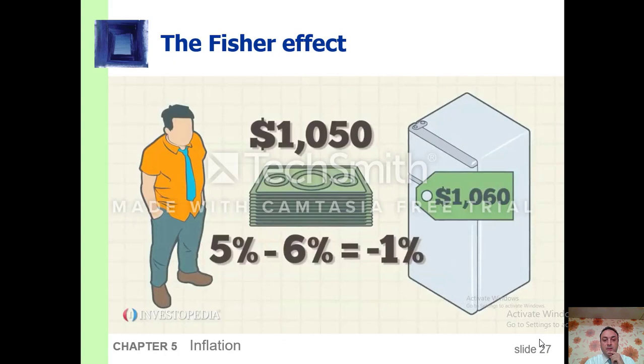As you can see in this example, if you have a deposit or a loan of 1,000 with an interest rate of 5%, and then you buy a refrigerator, for example, with the inflation rate at 6%. We can see the difference between the interest rate and the inflation rate will make the money that you hold less valuable.